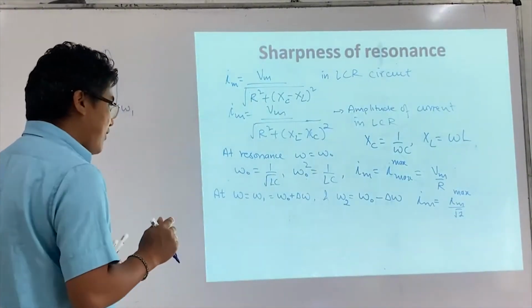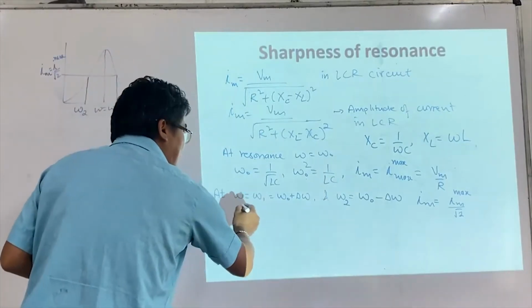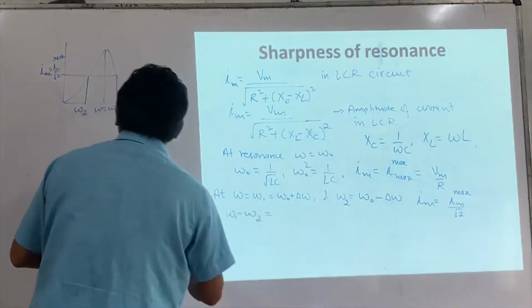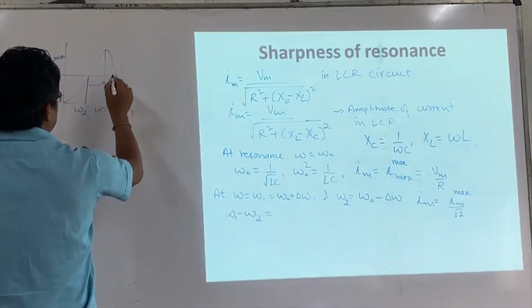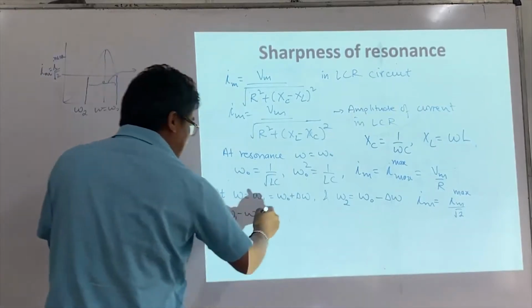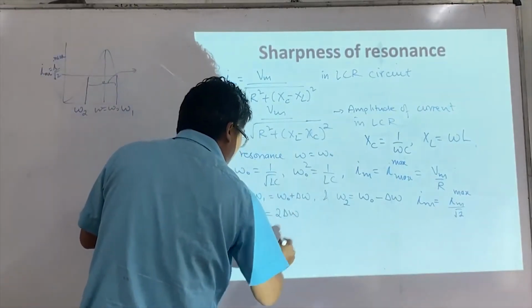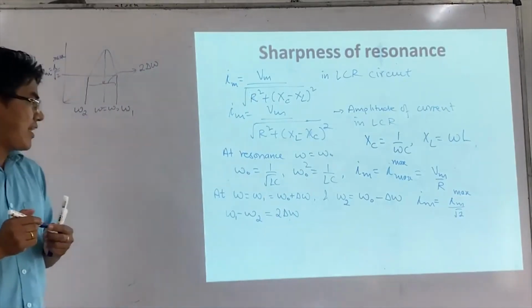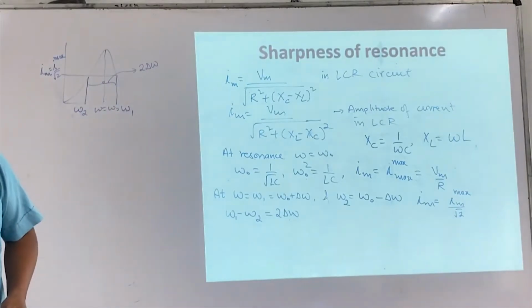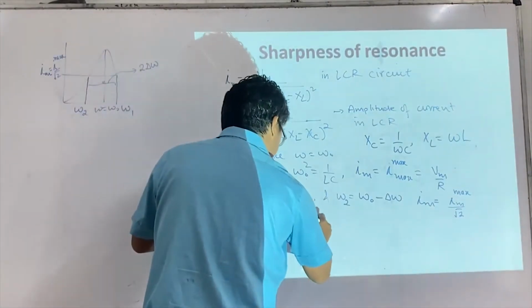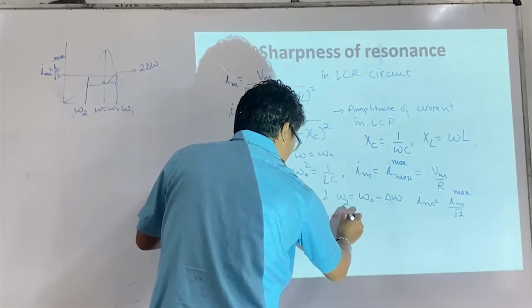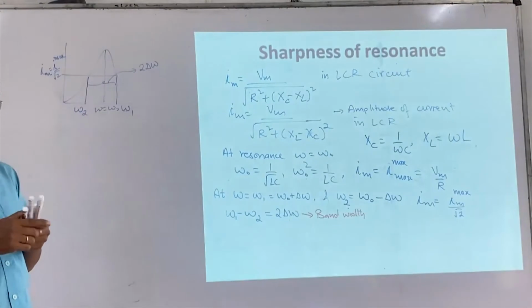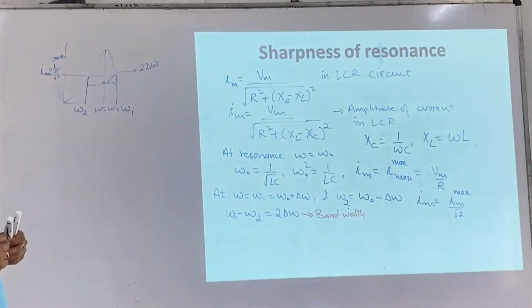This is what we have, and then I say that omega 1 minus omega 2, this is the width, right? This is going to be equal to 2 delta omega. So this width is going to be 2 delta omega. This is what we call the bandwidth.